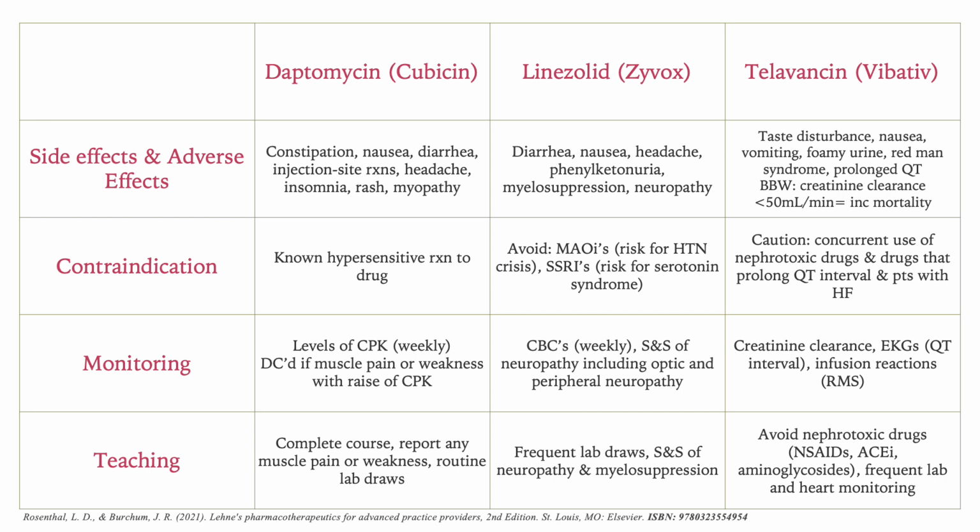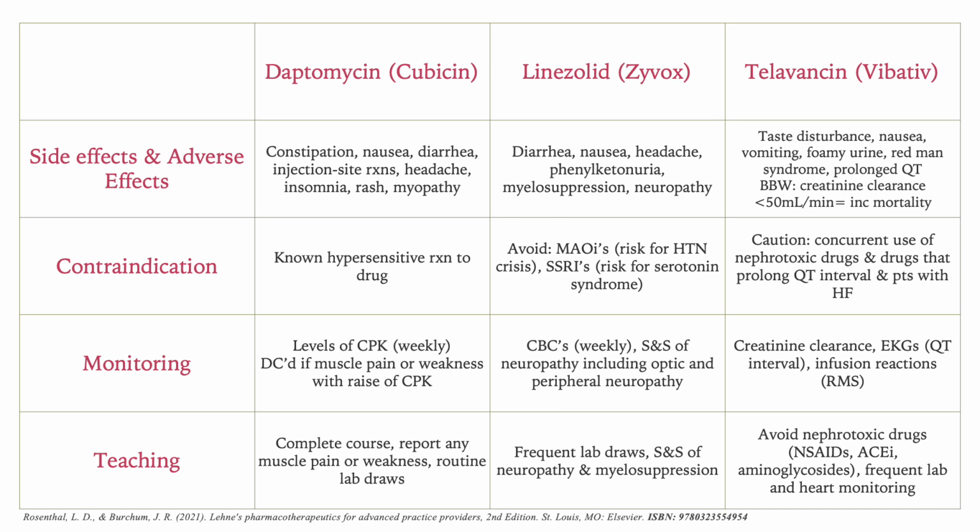Now for Zyvox, there are some side effects including diarrhea, nausea, headache, phenylketonuria, myelosuppression, and neuropathy. Patients need to avoid MAOIs for the risk of hypertensive crisis, and SSRIs because they increase the risk of serotonin syndrome. Monitoring for Zyvox includes weekly CBCs and signs and symptoms of neuropathy, including optic and peripheral neuropathy. Patients need to be educated that they are going to need frequent lab draws, and they need to understand the signs and symptoms of neuropathy and myelosuppression.